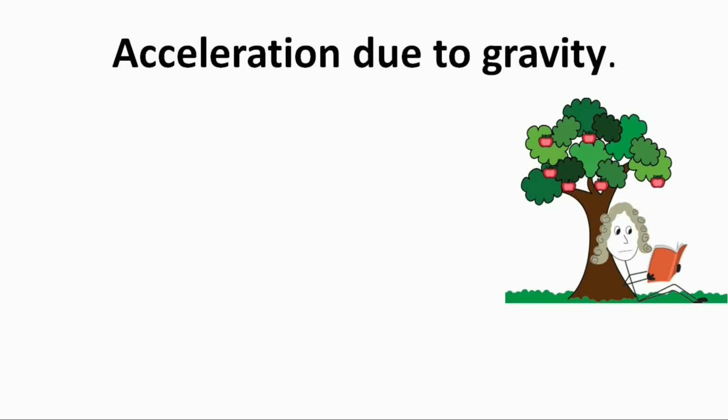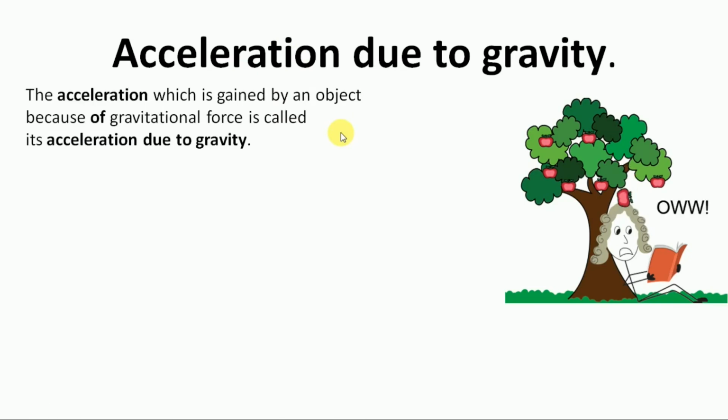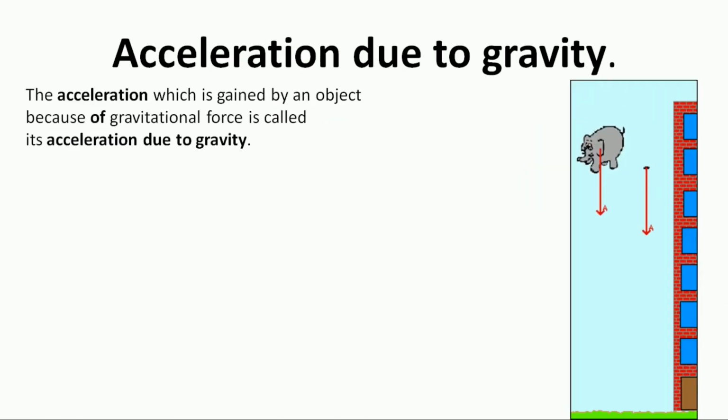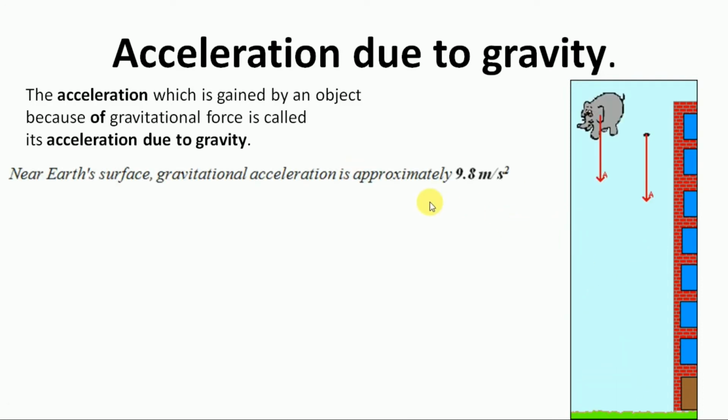Acceleration due to gravity. When an object accelerates due to the gravitational force of the earth, we call it acceleration due to gravity. Here you can see at first this elephant is at rest, and afterward it will fall and the speed increases. It increases from 0 to some value, so the speed changing means it's acceleration. For earth, the value of acceleration due to gravity near the surface is 9.8 meter per second squared.